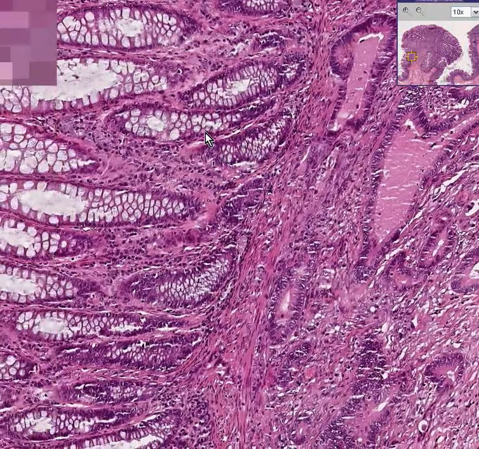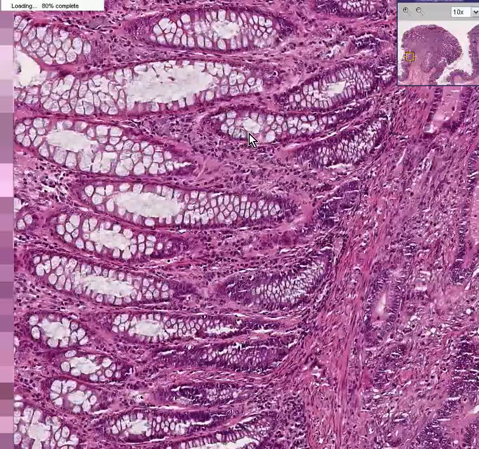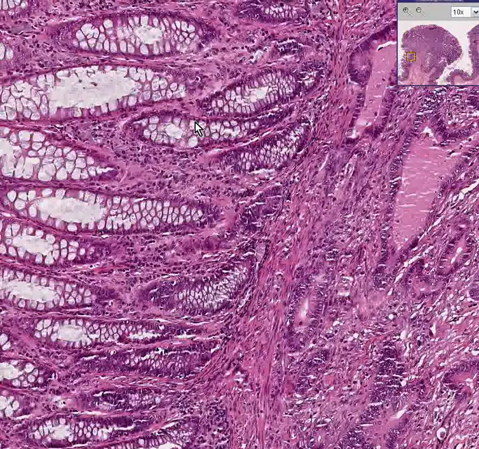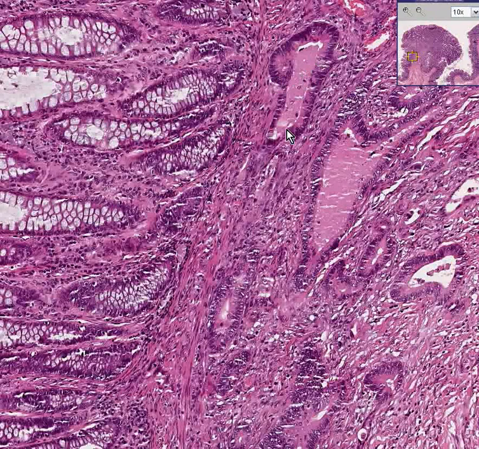the mucosa, which covers the stalk. But on the other side of the fence, these bad boys have infiltrated into the stalk.